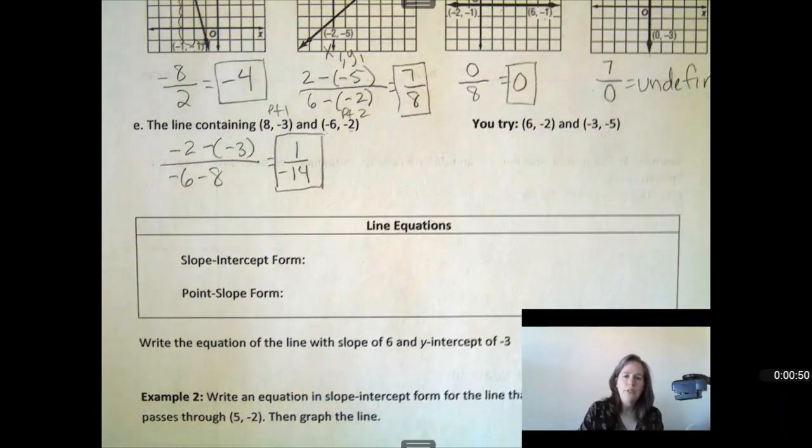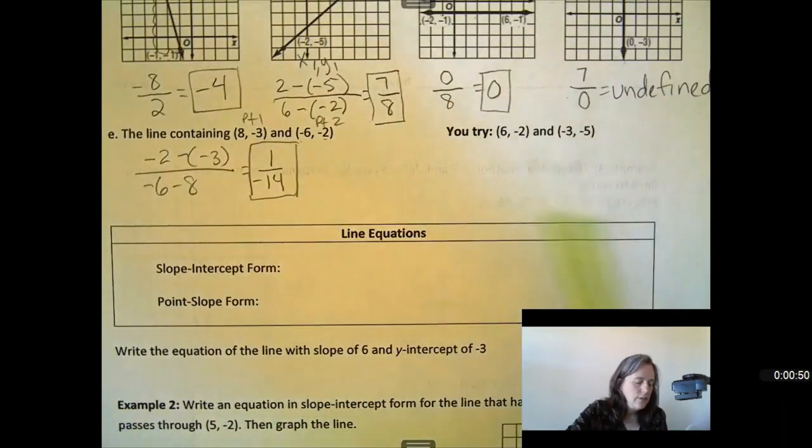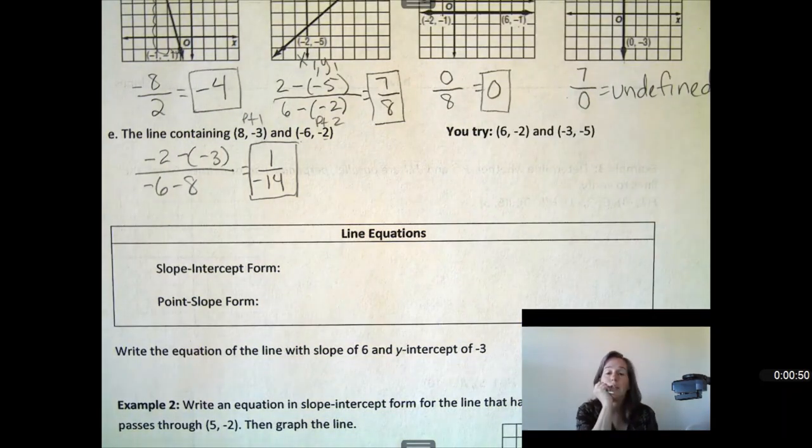Okay, all right, got one here for you to try. Pause the video, use these 2 points and find the slope of the line that connects them.